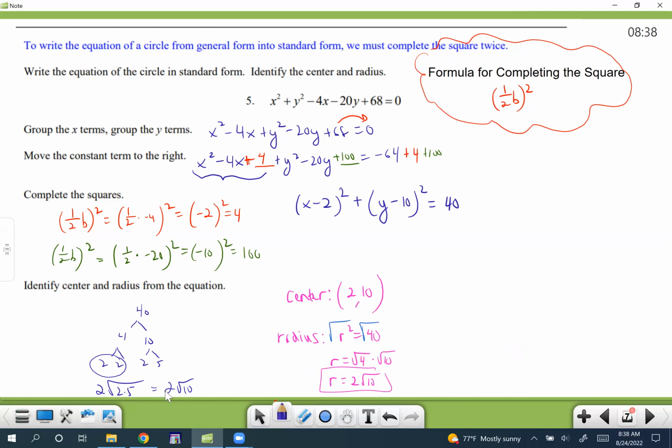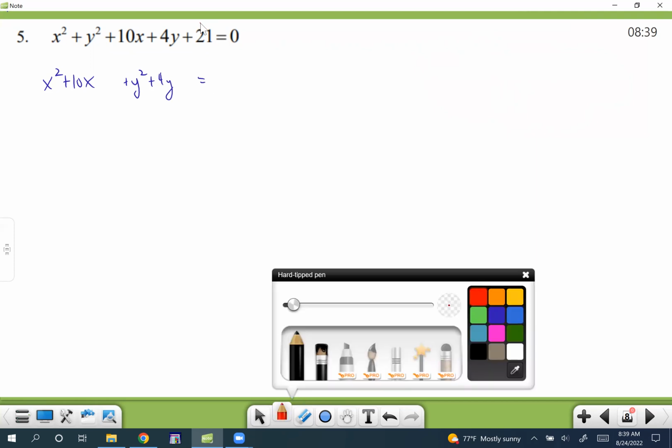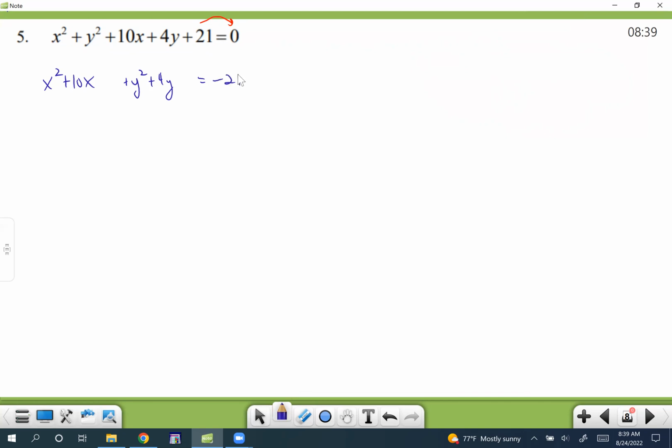Okay. All right, we are by no means professionals. Let's get to the point where we feel really comfortable with these by just doing a few more, guys, okay? All right, so we're going to group together the x's, and we're going to leave a little space after it. We're going to group together the y's. We're going to leave a little space after it. And any constant, we're going to move it over to the other side. So it's going to be negative 21 on the other side.